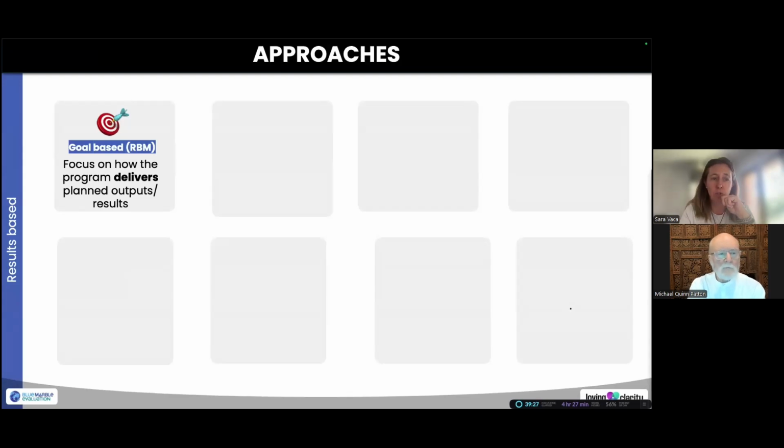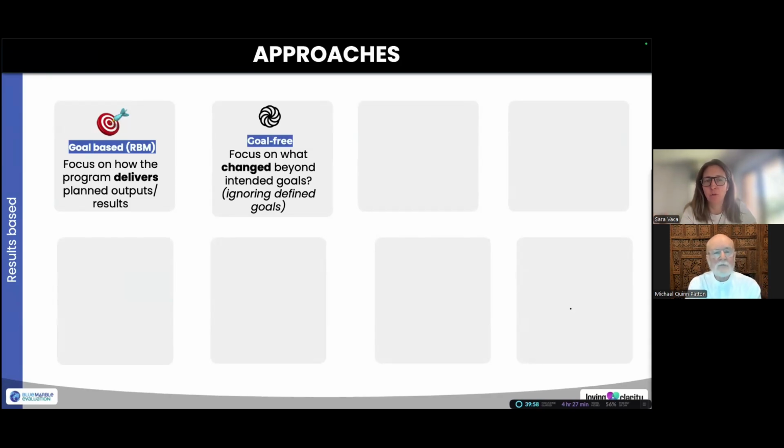Let's start with the results-based approach, which is a very, very famous one, right? So, I mean, this is the beginning of evaluation, focusing on whether the program delivers on planned outputs and results. The goal-based approach, that's sort of evaluation 101, and the field has grown from there. And then we have this variation of goals-based, which is goal-free, which I've never used in real practice, but just knowing that it exists, I love it.